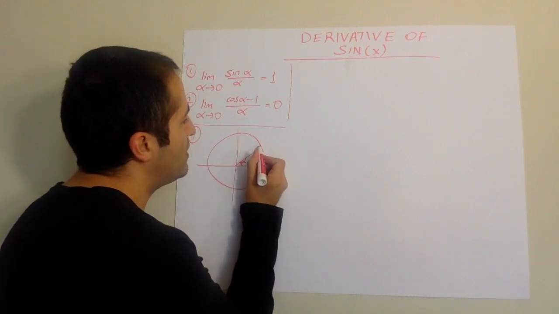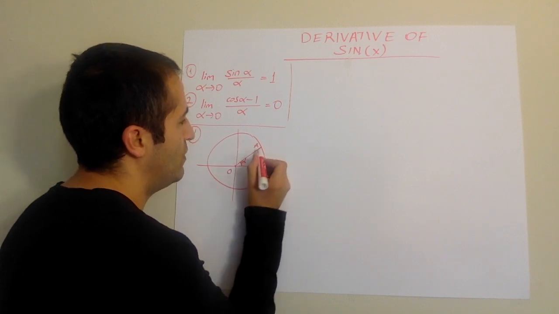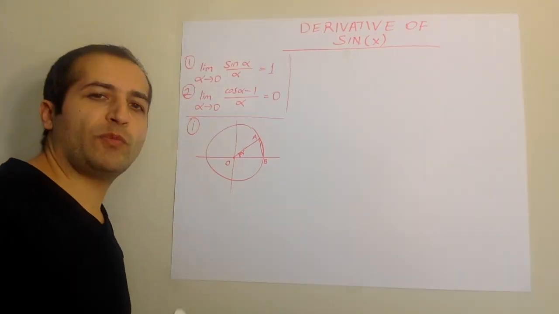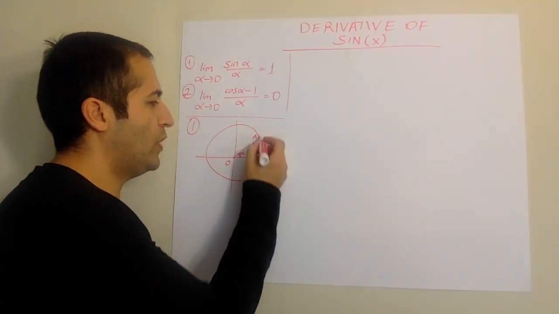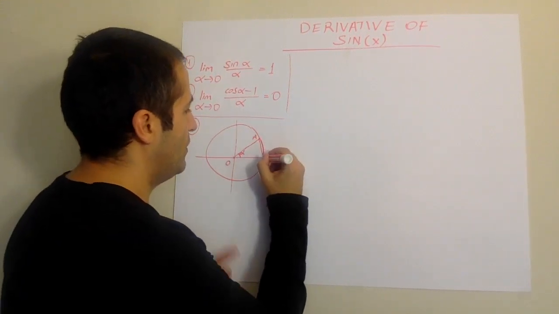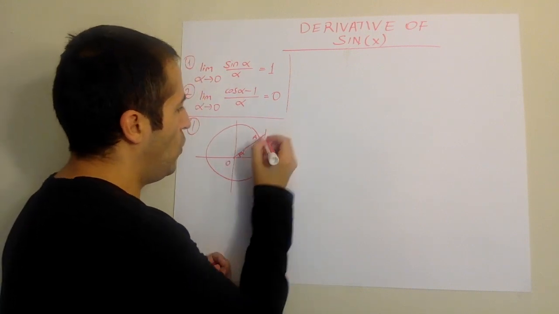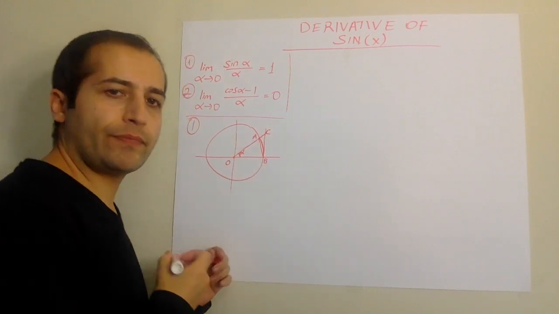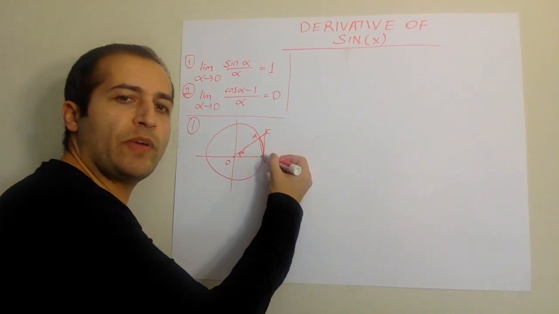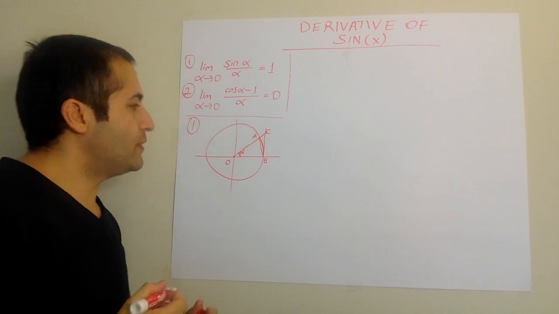The first one is the area of this triangle OAB. And the second area will be this circular slice, OAB. And there's going to be a third area, which is going to be OCB. And for this third area, the CB is perpendicular to OB. Now let's find these three areas.